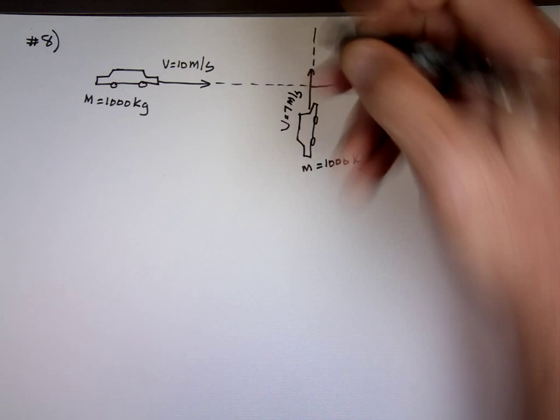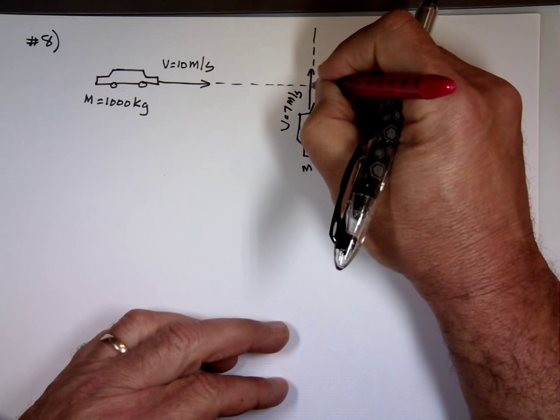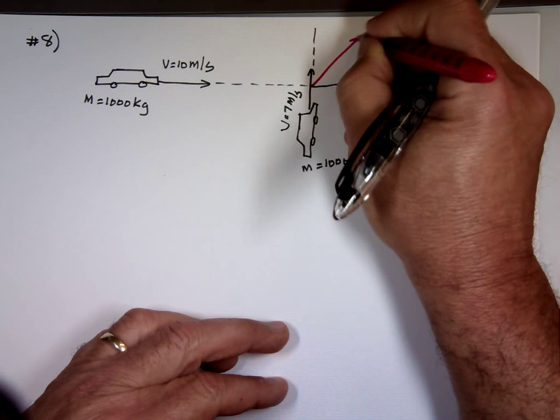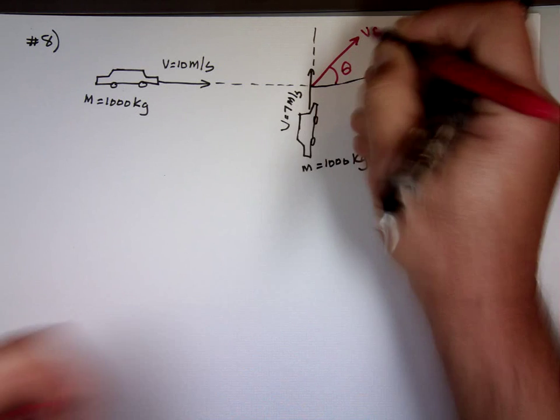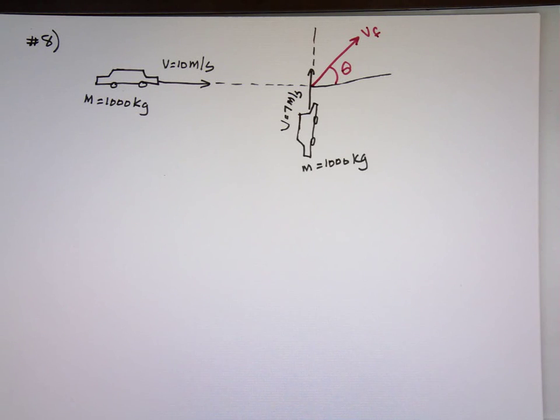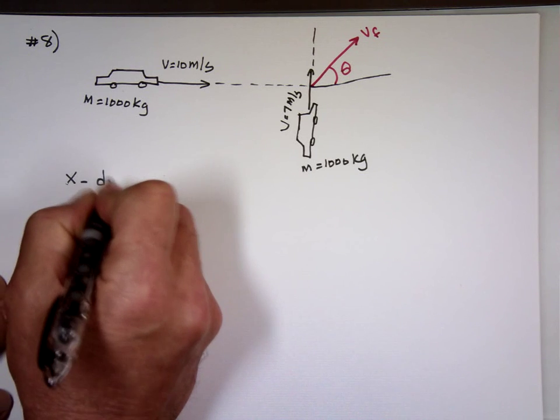They collide and they stick together. The problem assumes they're stuck together and travel in this direction. That's V final and this is theta. Can you tell me what theta is? That's what the question is. We don't care how fast they're moving, we just want to know the angle. Since you have 2 dimensions, you have to break it down to x direction and y direction.